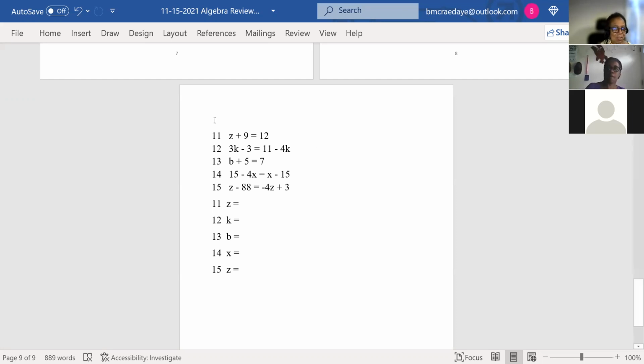At 14, you're going to combine your x's. You have a minus 4x, you have an x, and you're going to combine your constants, the 15 and the minus 15. So get the 15s on the same side and get the minus 4x and x on the same side. Combine them, then you'll be able to solve for x. Same thing for 15. Get your z.